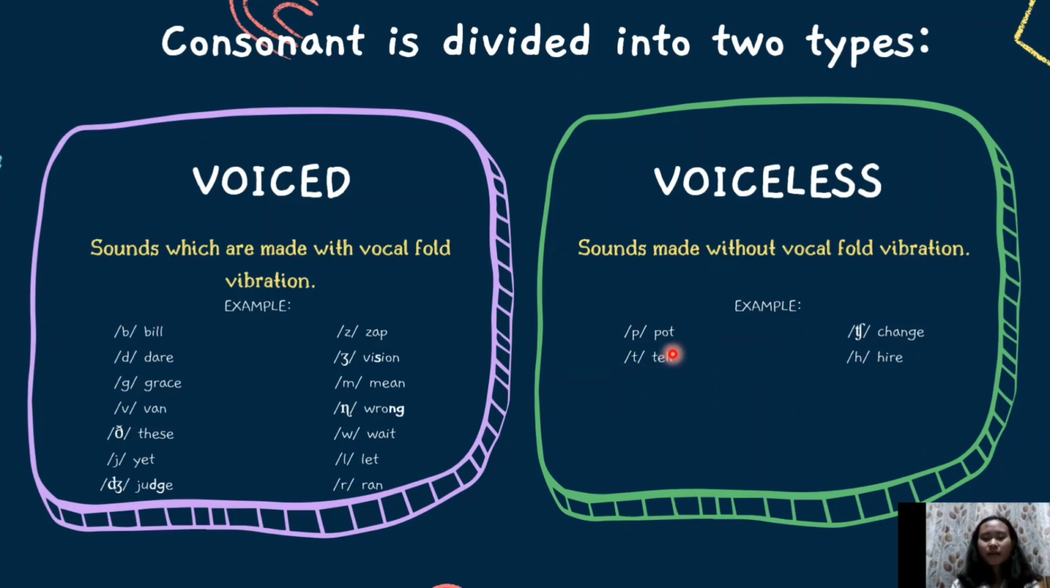t as in tell, h as in higher, k, k as in keep, sh, sh as in shine, f as in finger, s, s as in simple, th as in thumb.